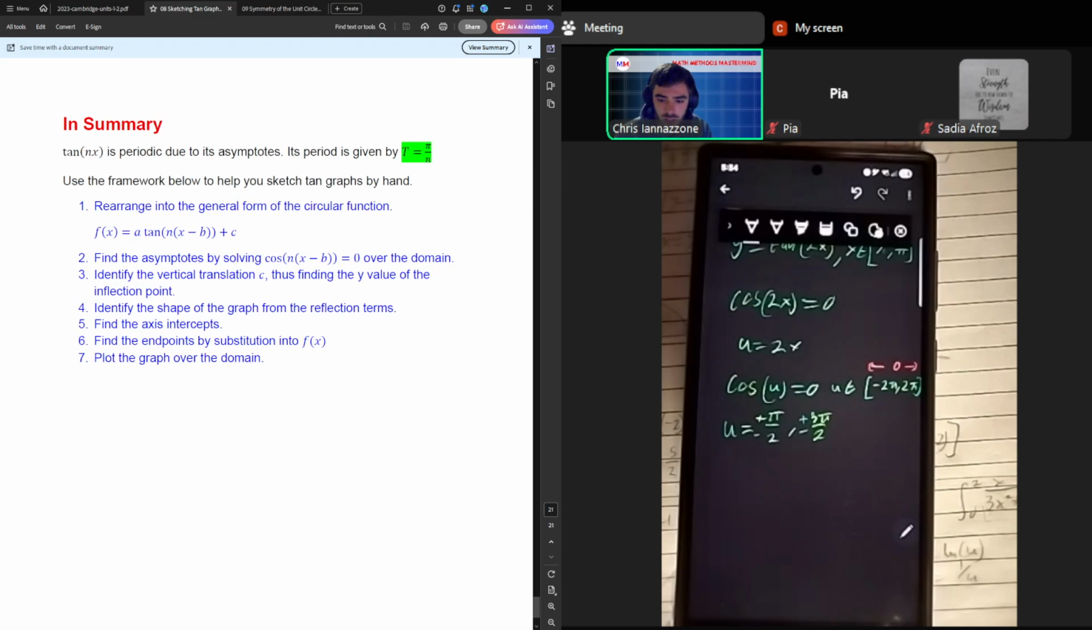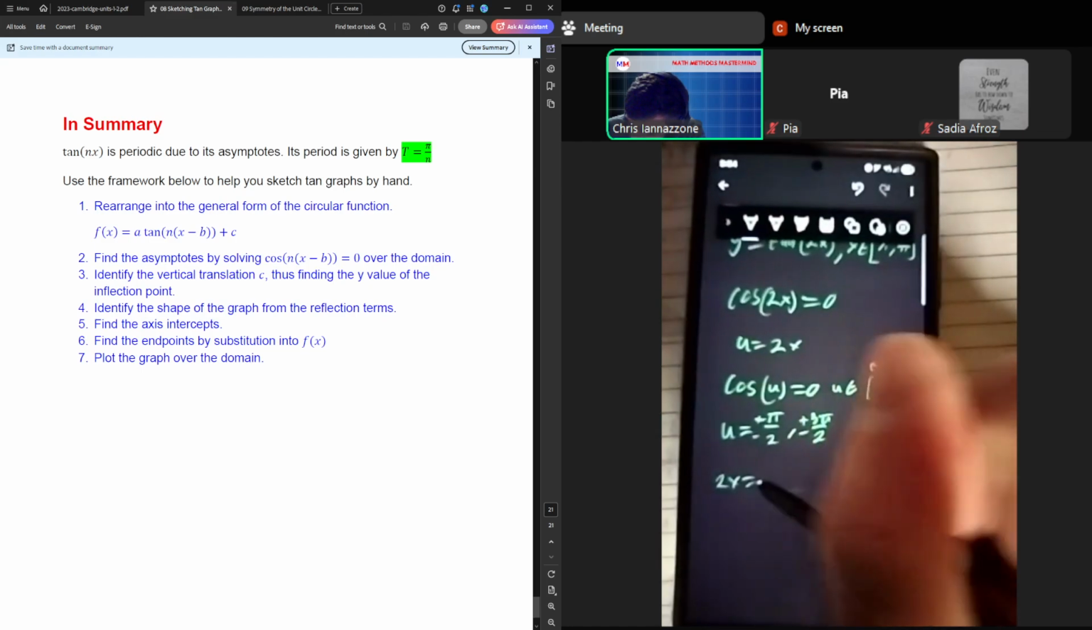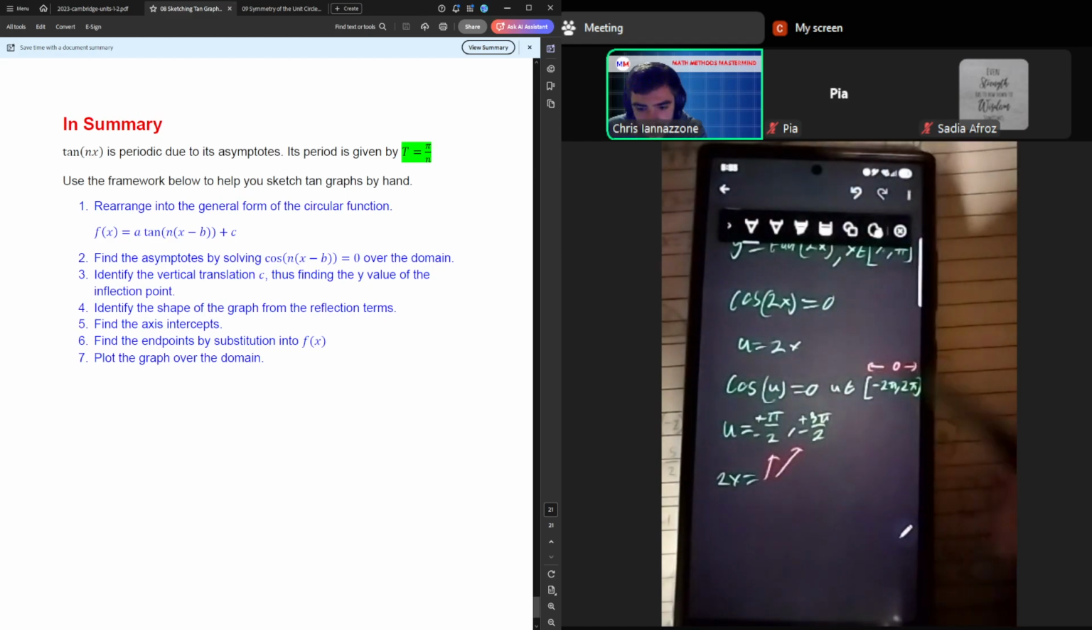What, the asymptotes? Kind of. So we have u solutions, but our asymptotes need to be in terms of x. So how can we get them in terms of x before we plot it out? Divide by 2, correct. Yeah, and the reason why is because u equals 2x. So we have 2x equals all of these solutions. And so to get x on its own, we just divide everything by 2 in there.